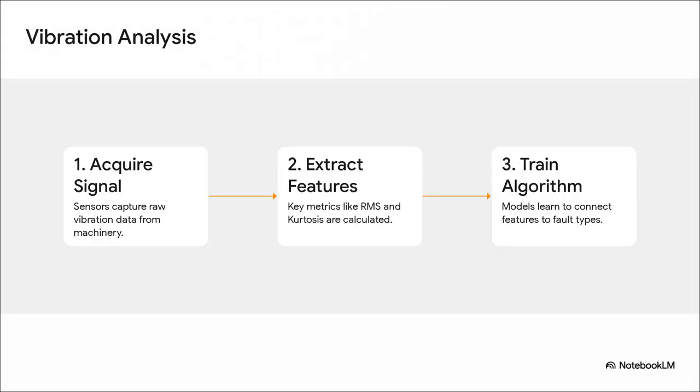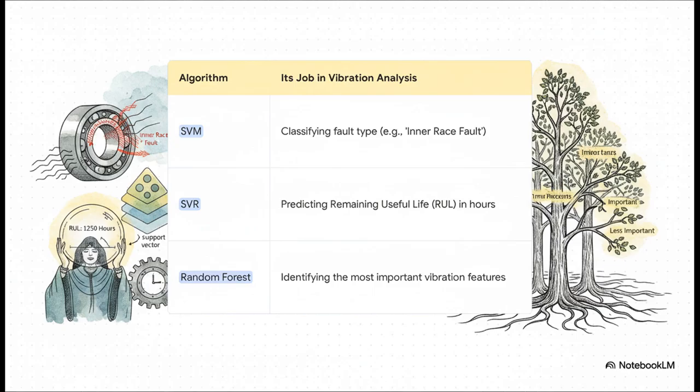First, you have sensors that are constantly collecting raw vibration data from the equipment. Second, you extract key features from that noisy data. Think of it like a doctor looking at symptoms. They're measuring things like the signal's total energy, its RMS, and how peaky it is, which is called kurtosis. Finally, all those features get fed into a machine learning algorithm, which starts learning to connect specific patterns to a future breakdown.